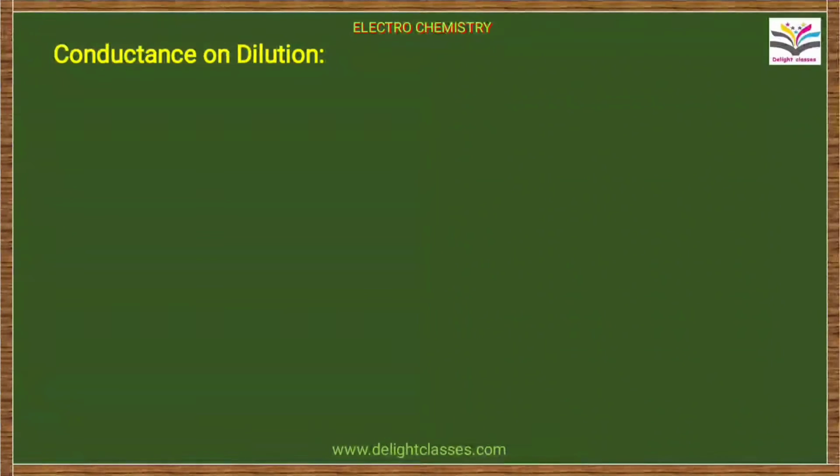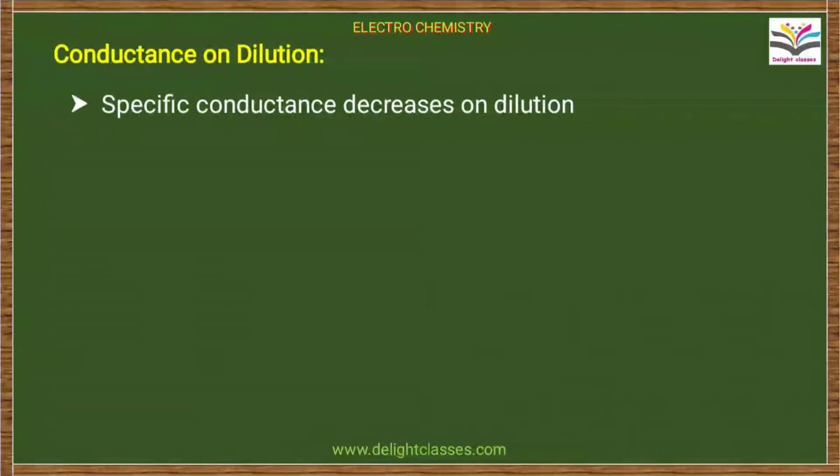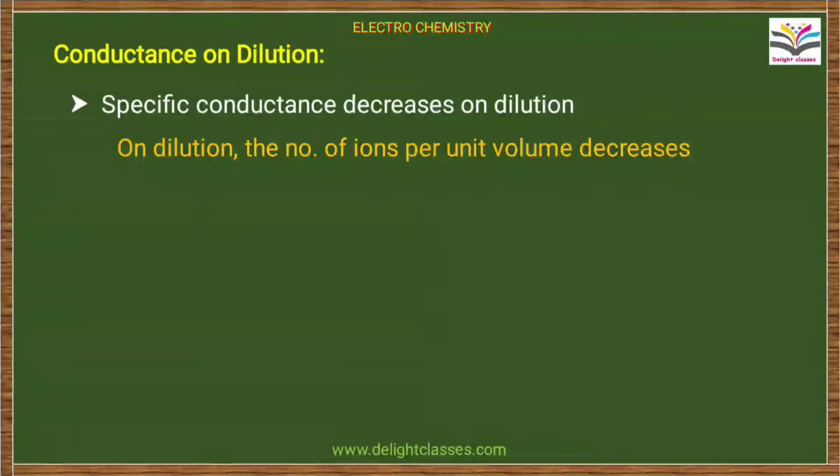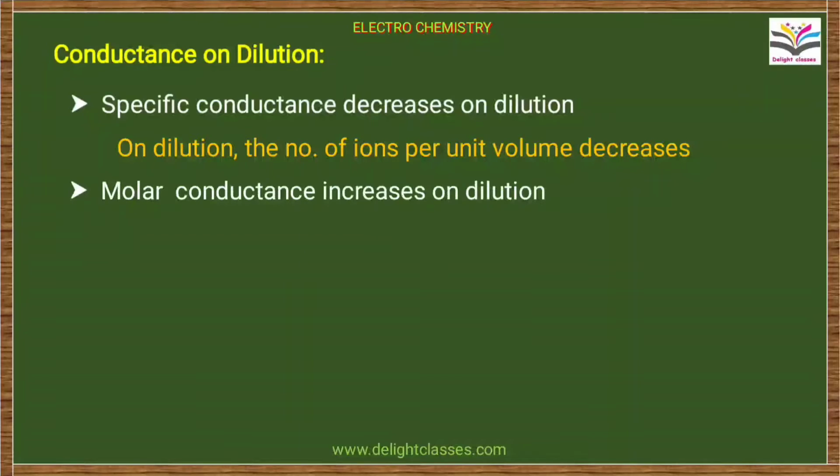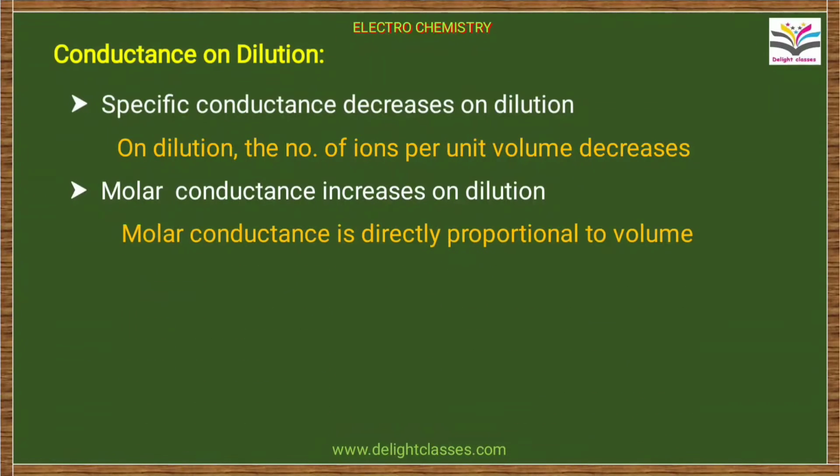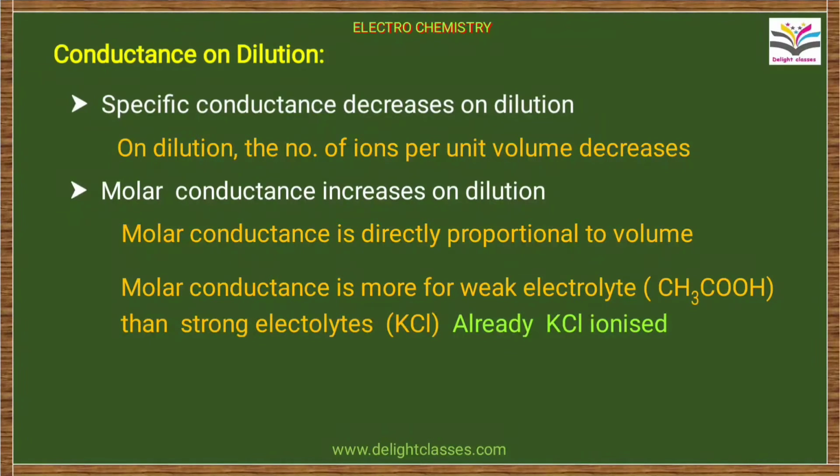Conductance on dilution. Specific conductance decreases on dilution, because on dilution the number of ions per unit volume decreases. Molar conductance increases on dilution. Molar conductance is directly proportional to volume. On dilution, molar conductance increases more for a weak electrolyte than for a strong electrolyte. Why? Because KCl is already ionized.